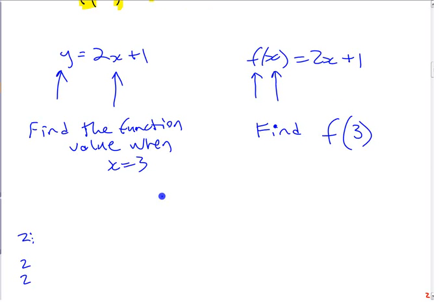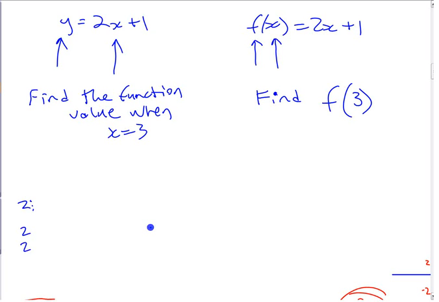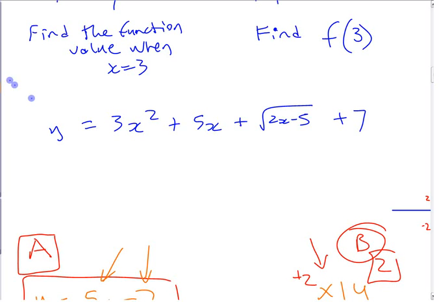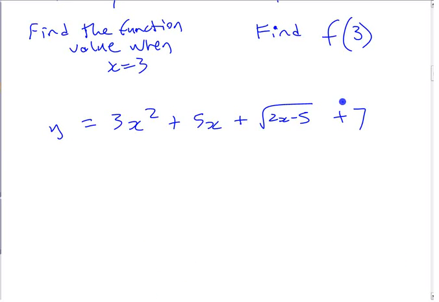All right. In grade 10, we're not going to do much more with function notation than understand that it's a shorthand for something. If you had some really complicated function that you were working with, like let's say your function was going to be take an x value, square it, times it by 3, add it to 5 times the x value, plus the square root of 2x minus 5 plus 7. You could say that whole big rule, all that stuff, we're just going to call it f of x.